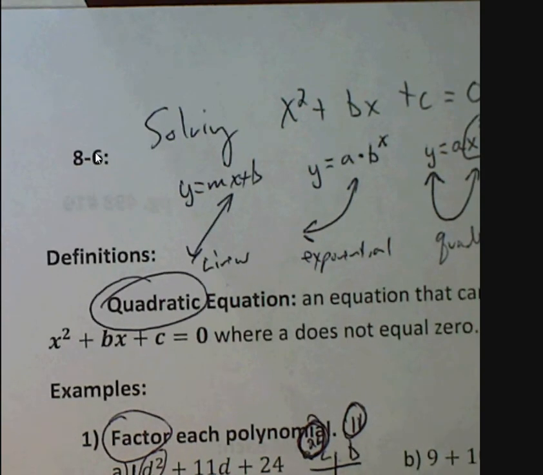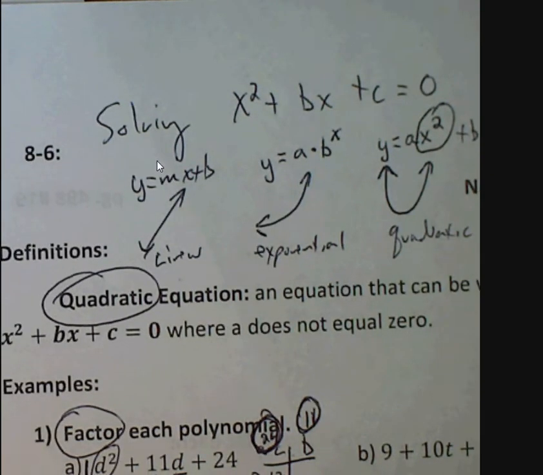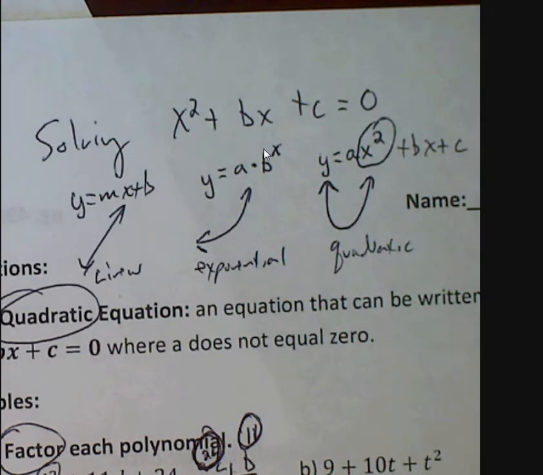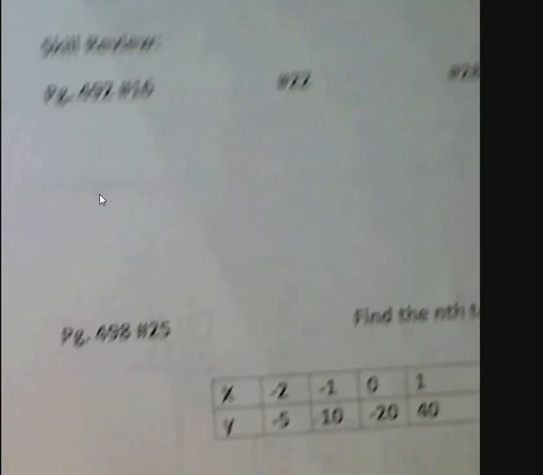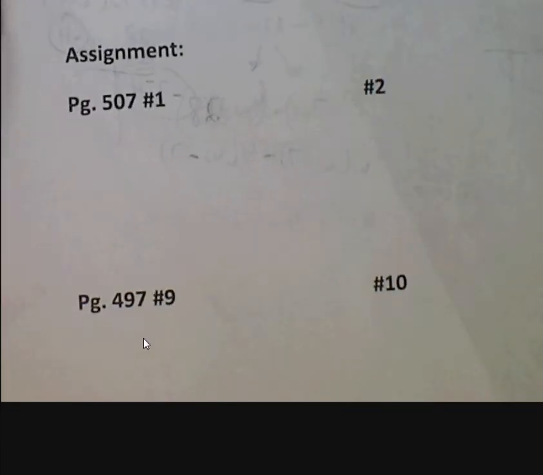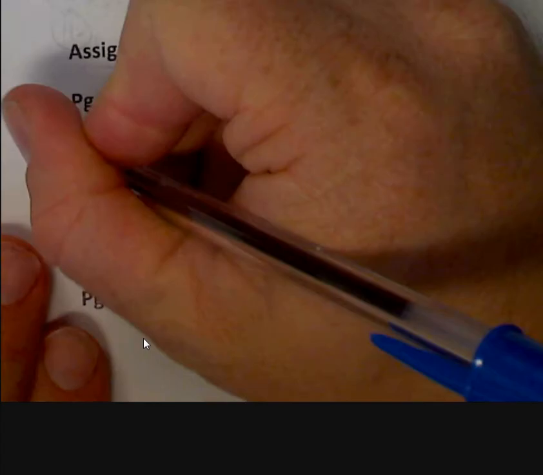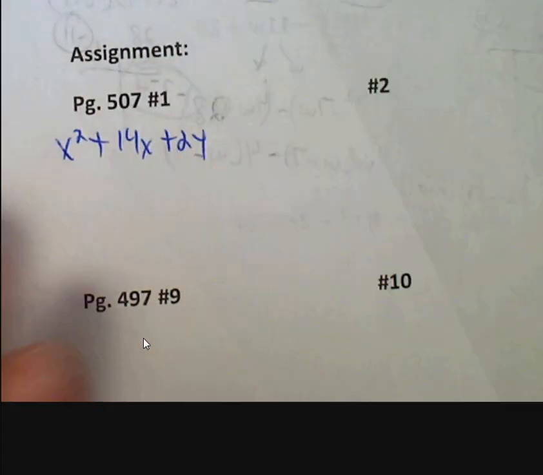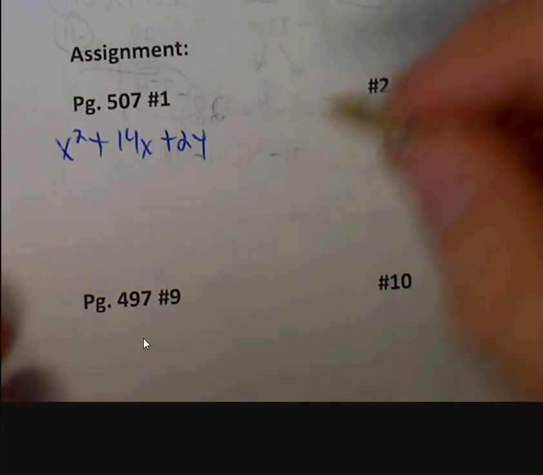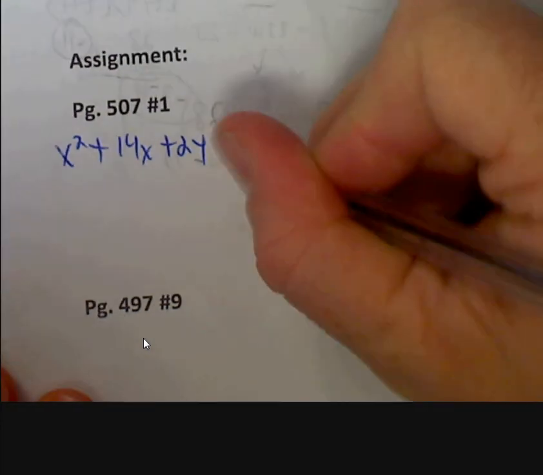So we are on 8-6 assignment, solving x squared plus bx plus c equals 0. Page 507, number 1. On number 1, they give us x squared plus 14x plus 24. They say factor each polynomial. So I'm going to go ahead and factor this.